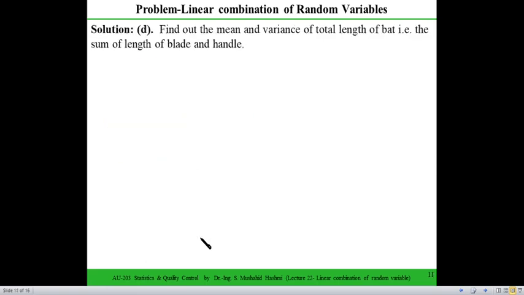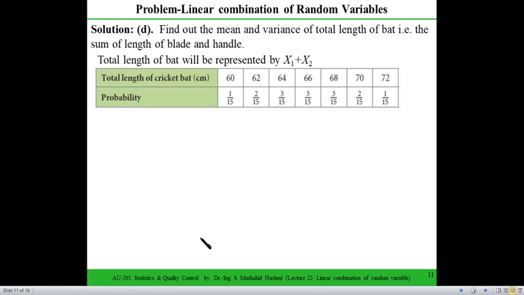The next thing is to find the mean and variance of the total length of the bat, which is actually the sum of the lengths. So here the total length would be the sum of x1 and x2. As we know there are 7 possible lengths, and the probability of getting length 60 would be 1 by 15. For 72 it is also 1 by 15, because what we have done is multiplying the corresponding probabilities, because 60 is obtained by adding two lengths, the length of the blade and the length of the handle.